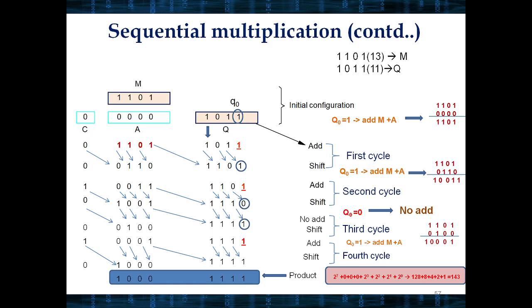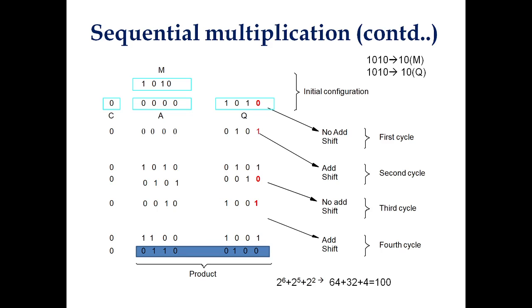Okay, so this method was invented to overcome the drawback of combinatorial array multipliers. Here, compared to those array multipliers, the number of combinational logic gates used in this sequential multiplication is reduced. So it is more efficient than the combinatorial array multipliers.